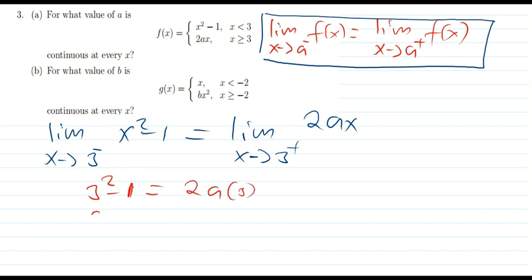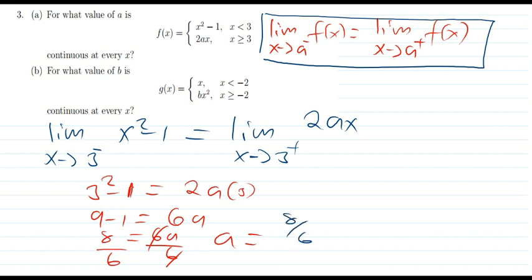So I'll have 9 minus 1 to be equal to 6a. So this will be 8 is equal to 6a. Dividing both sides by 6, these can be cancelled. A will be equal to 8 over 6. But it can be further simplified because 2 can go into 8 and 6. So 2 into 8 is 4, 2 into 6 is 3. Now my A value is 4 over 3.